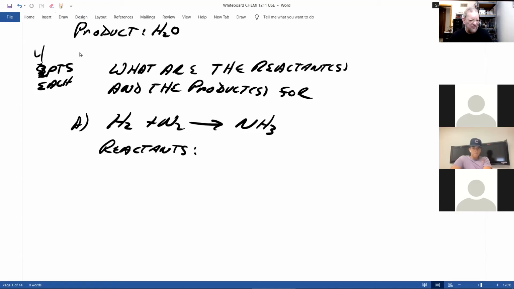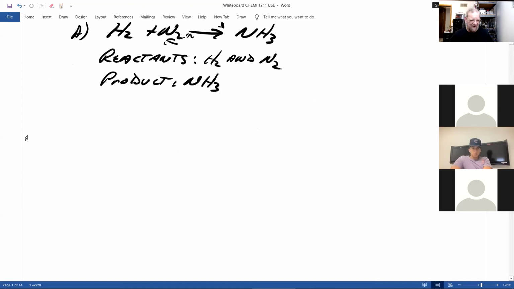And the answer here, the reactants are hydrogen and nitrogen, at the base of the arrow. And at the head of the arrow are the products. In this case, there's only one, ammonia, NH3. Oh, let's do this again. It was fun.